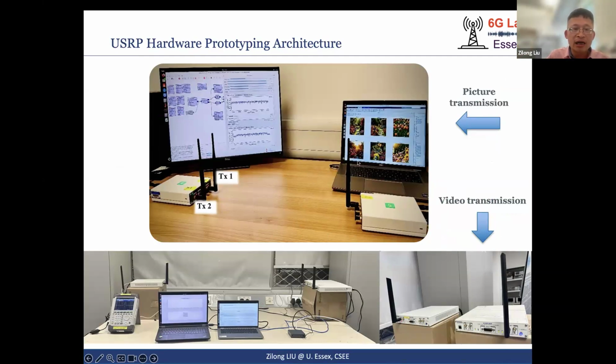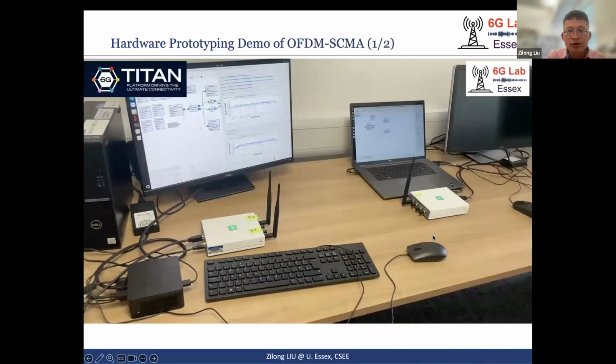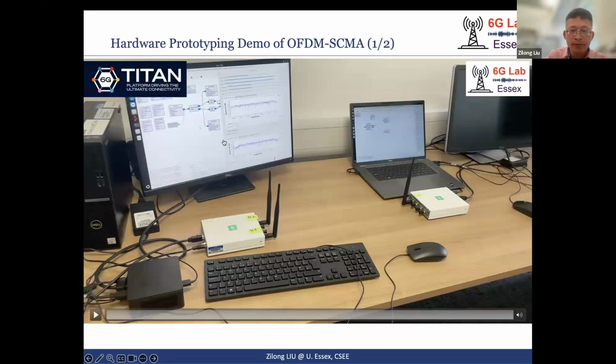Now you can see the transmitter. We have 2 transmit antennas sending out from the same USRP board. For the lab environment, we want to make it controllable so that we are able to control the inter-user delay. Because for uplink, once we have some inter-user delay, it might be very hard for us to compensate for it at the receiver side. So now let me play my video.